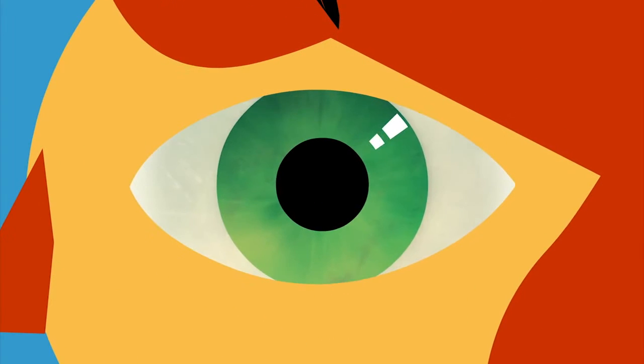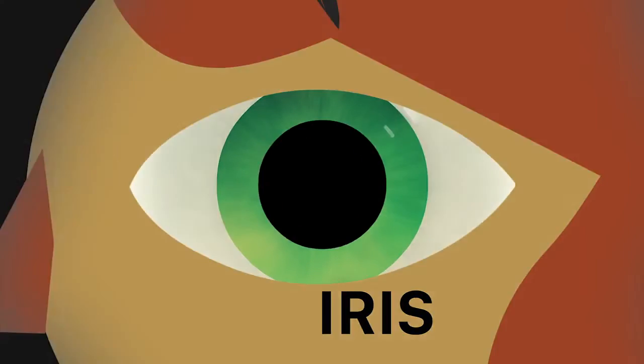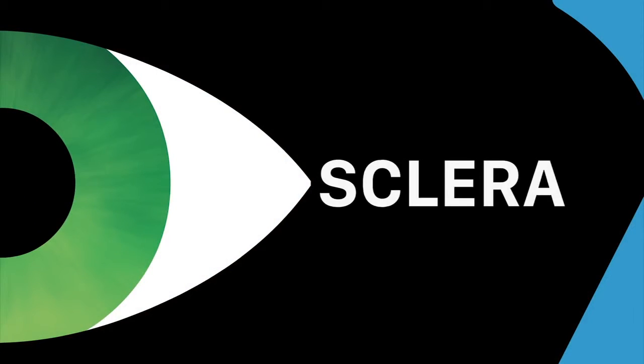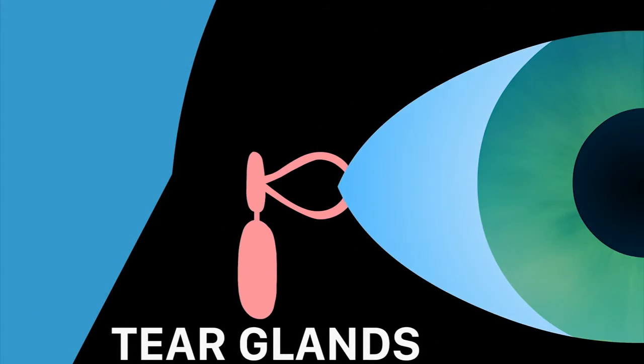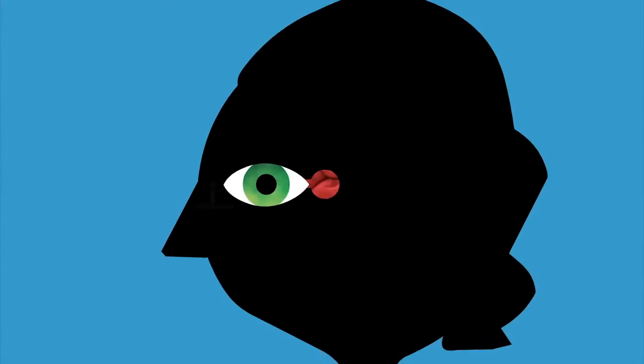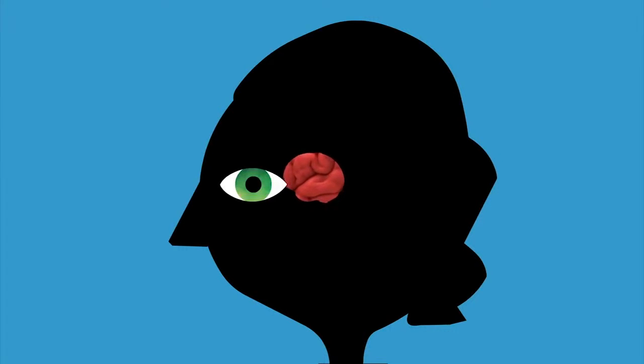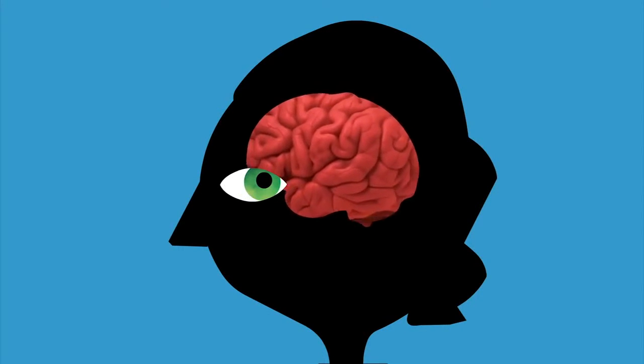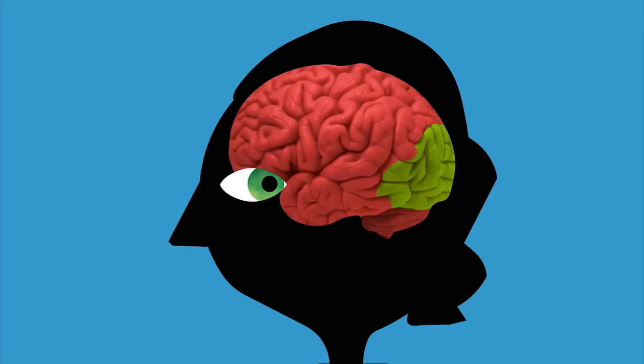Further refinements would include a colored ring, called the iris, that controls the amount of light entering the eye. A tough white outer layer, known as the sclera, to maintain its structure, and tear glands that secrete a protective film. But equally important was the accompanying evolution of the brain, with its expansion of the visual cortex to process the sharper and more colorful images it was receiving.